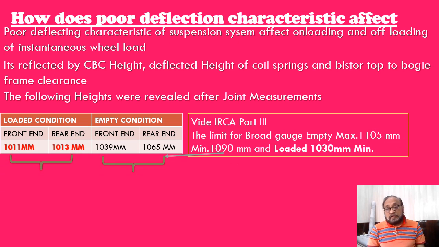Now see, the buffer height minimum permissible as per IRCA part 3 is 1030 millimeters. Below 1030 no wagon should be allowed as per chapter 4, chapter 2 and 3 of IRCA. Very clearly it stipulates that nothing less than 1030 should be permitted to run. However, when we measured it, it was 1011, 1013. Buffer height is an indication.